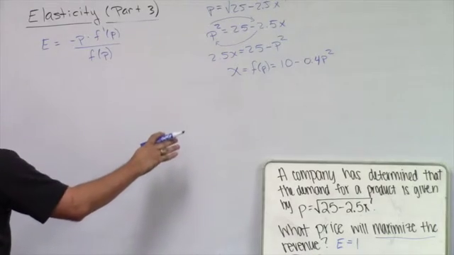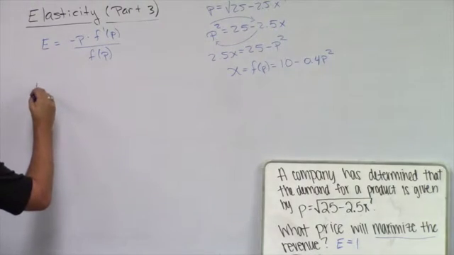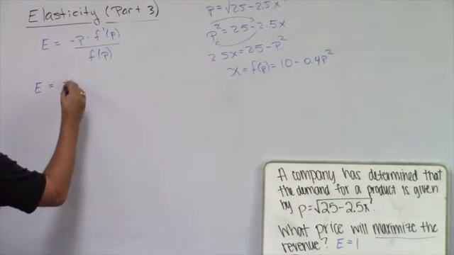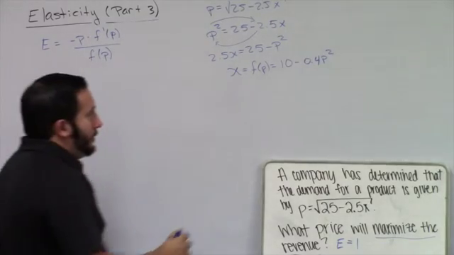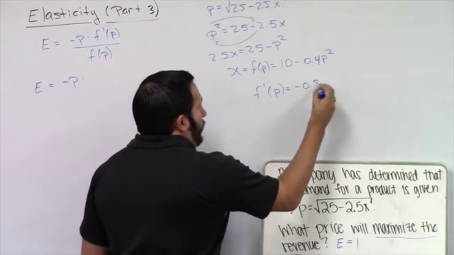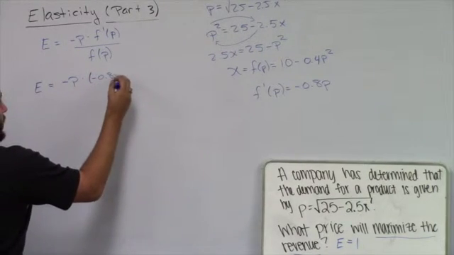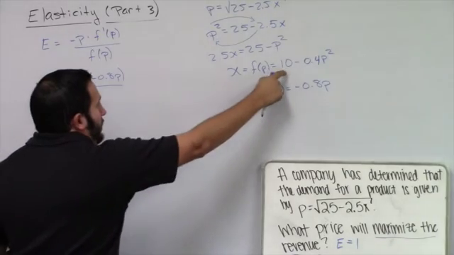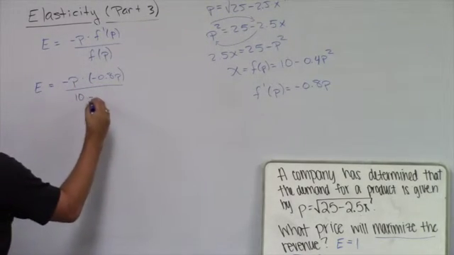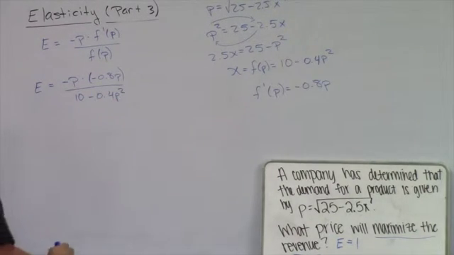Alright, so now that I have my F of P, let's find my elasticity function. My E is going to equal negative P times the derivative. The derivative F prime of P is negative 0.8P. So this is going to be times negative 0.8P divided by F of P, and my F of P is 10 minus 0.4P squared. What I want to do is set this equal to 1 and solve for P. Let's simplify it a little bit more, that way we make our lives easier.